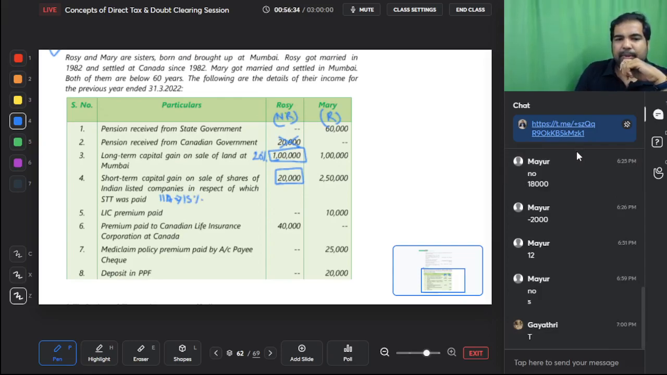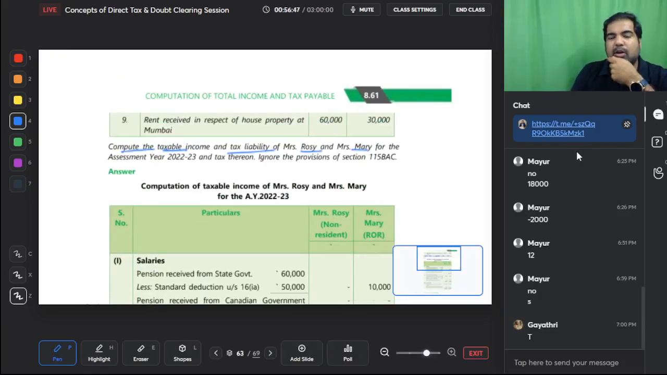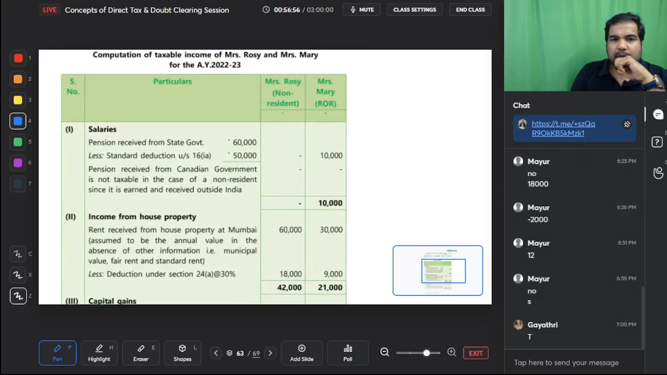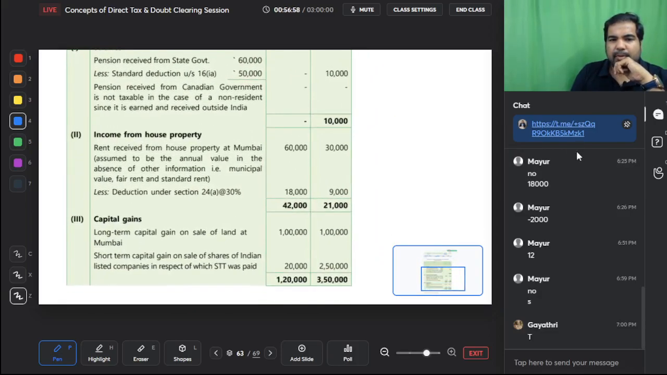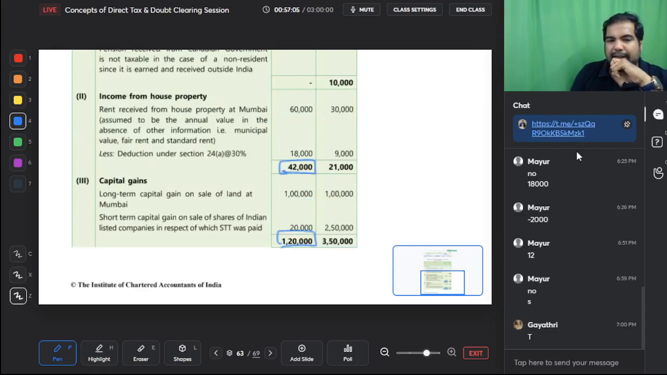LIC premium paid. Premium paid to Canadian life insurance, guys, life is important wherever it is. So even this will get a deduction under 80C. Medical policy, check, deposit, all this is not there. Last is rent received in respect to house property in Mumbai. Will this be taxable? Yes, but only 70% of this, that is 42,000. So let's see. Rosie, there is no salary. Income from house property 42,000. Capital gain, long term and short term 1,20,000. So totally it is 1,62,000.